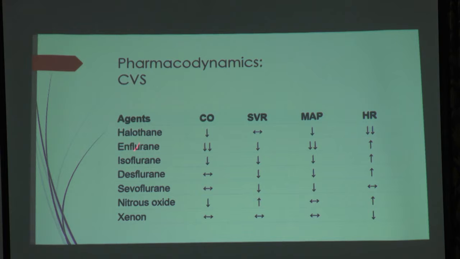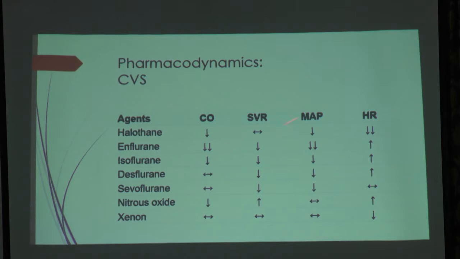So a few things about the inhalational agents' effects on the cardiovascular system. They all will cause a depression in your cardiac output, except for desflurane, sevoflurane, and then xenon. I'll talk about this one. It is a futuristic inhalational agent. We haven't started using it, okay? But a lot of people think there's a lot of promise with xenon, okay?